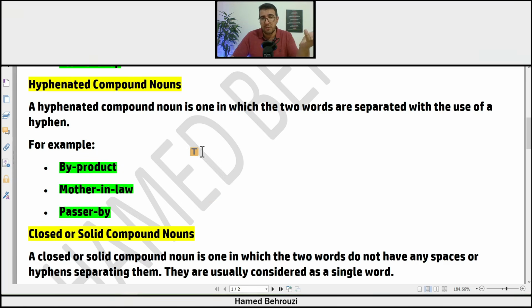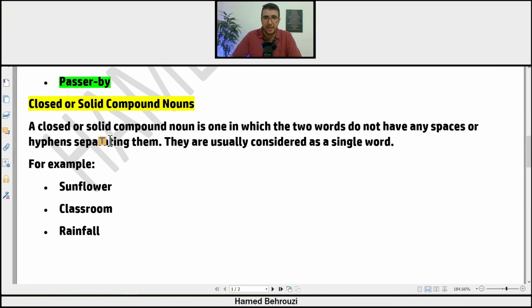Like, you know the meaning of byproduct. It's something that is produced as a result of producing a product. For example, you want to produce woodwork, and that dust that is produced, that sawdust, we call it. The sawdust is the byproduct of the sawing process. Anyway, then the third type is closed or solid compound nouns.